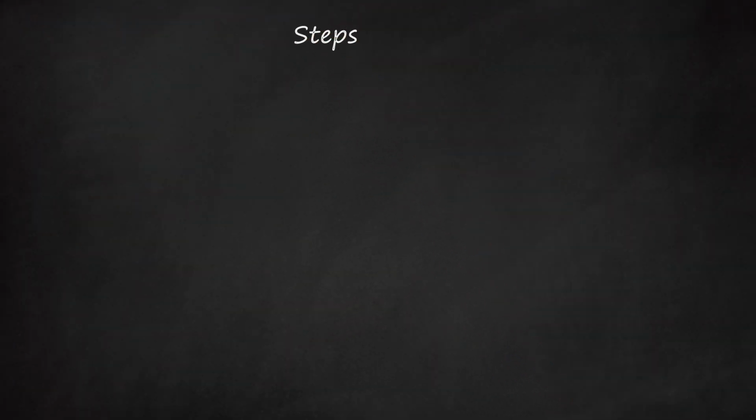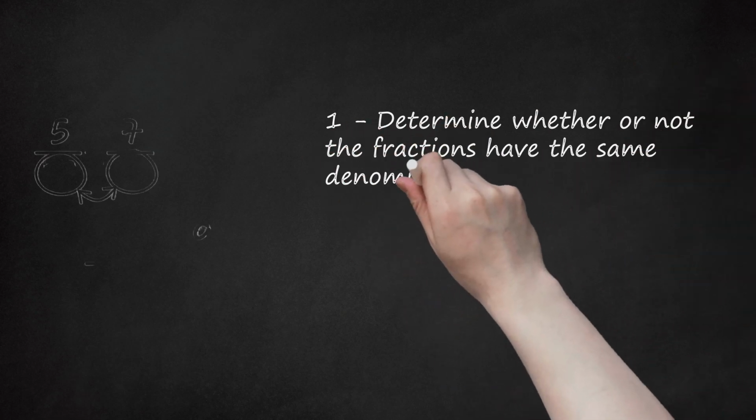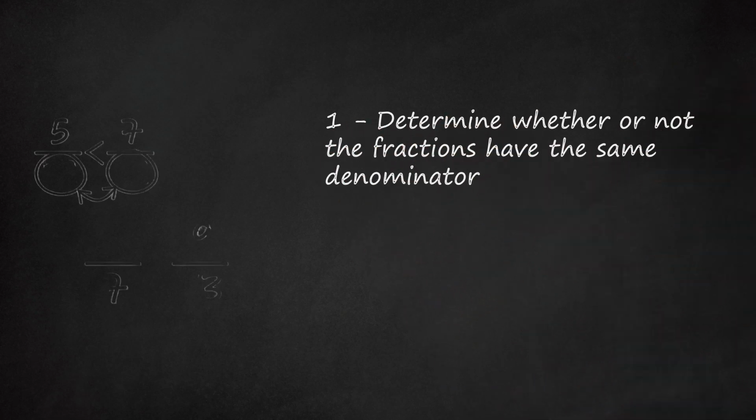Step 1. Determine whether or not the fractions have the same denominator. This is the first step to comparing fractions. The denominator is the number on the bottom of the fraction and the numerator is the number on top. For example, the fractions 5/7 and 9/13 do not have the same denominator, because 7 does not equal 13, so you'll have to take a few steps to compare them.